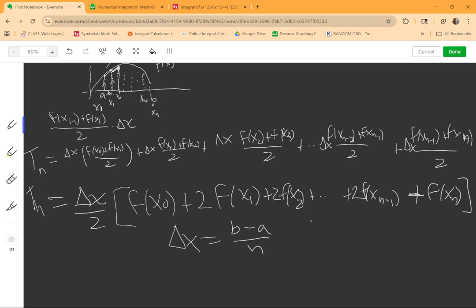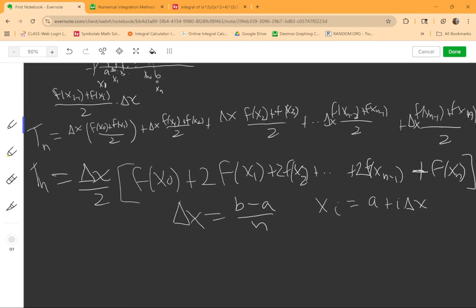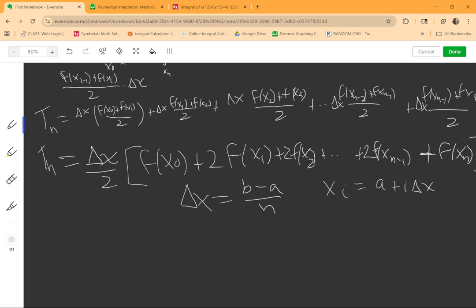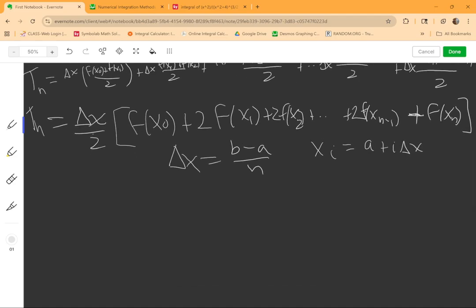And each of these x sub i's can be found by using the formula a plus i delta x. And really all this means is that you can use a recursive formula where you just keep adding the delta x to whatever the previous term is. That's just the more explicit form, where if you want to find what is x sub 2, you can just plug it into this formula here. But in practice, we just start with a being the first one, and then keep adding delta x to get to whatever the next point is going to be.